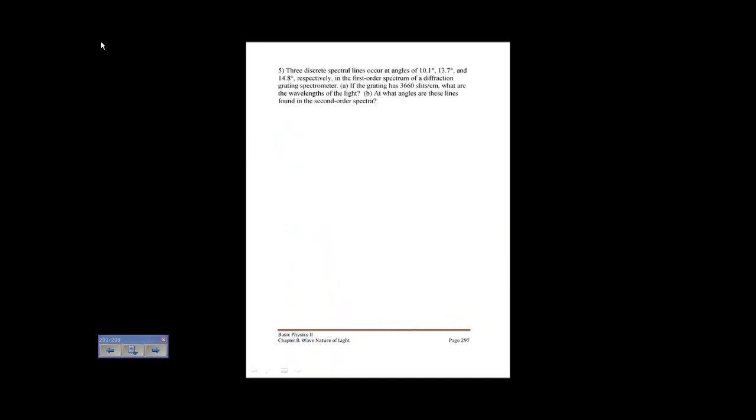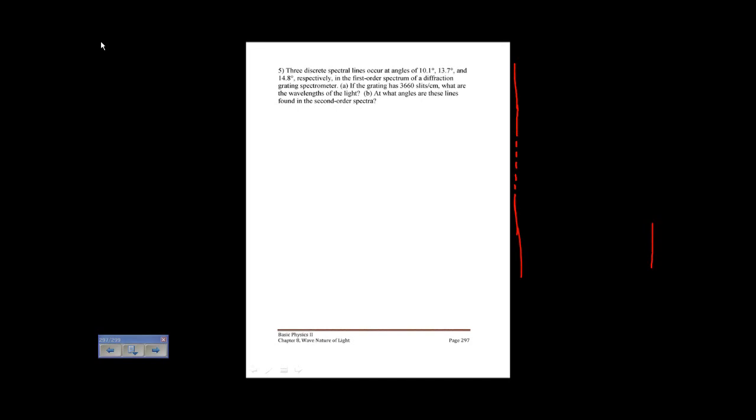Three discrete spectral lines occur at these angles in the first order spectrum of a diffraction grating spectrometer. If the grating has 3,600 slits per centimeter, what are the wavelengths of the light? At what angles are these lines found in the second order spectrum? So, diffraction grating is a lot like a single slit, or a double slit rather, except instead of just having two slits, you have a lot of slits.